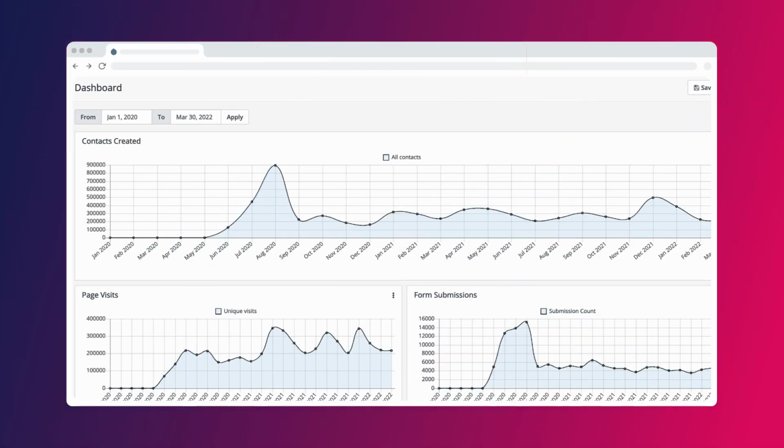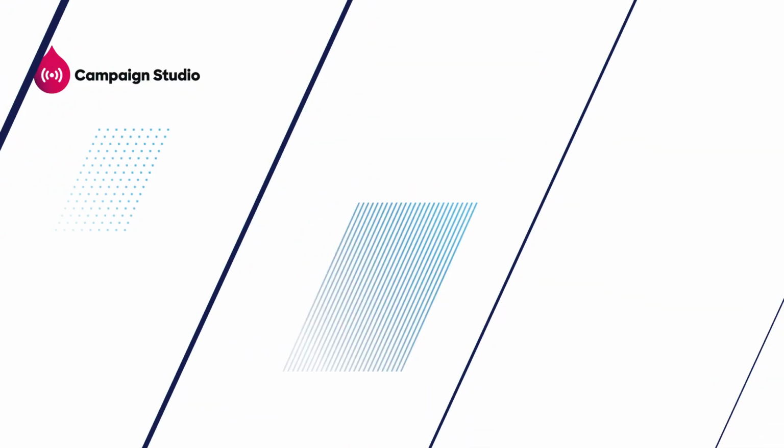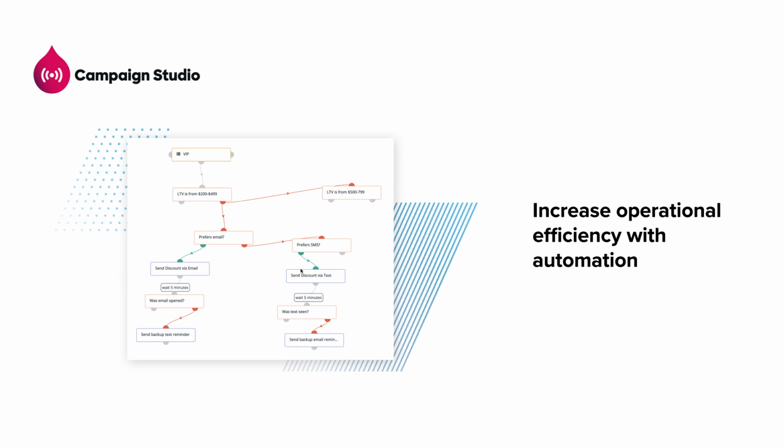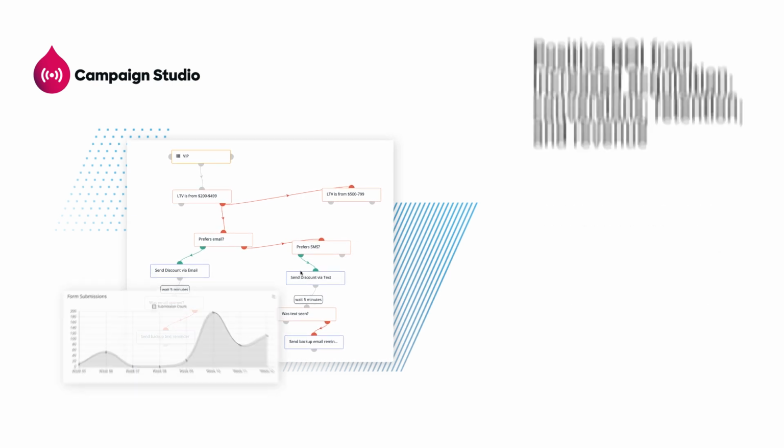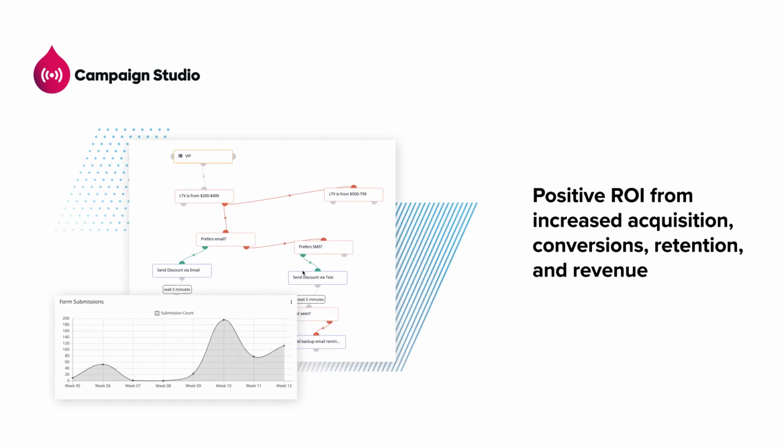Analytics measures results to ensure your campaigns hit all necessary metrics. Campaign Studio helps increase operational efficiency with automation. It provides a positive ROI from increased customer acquisition, conversions, retention, and revenue.